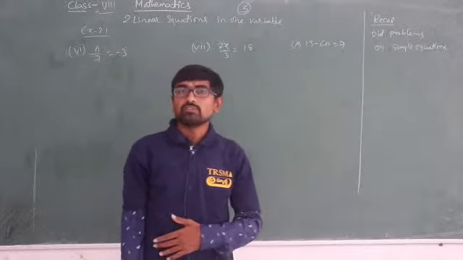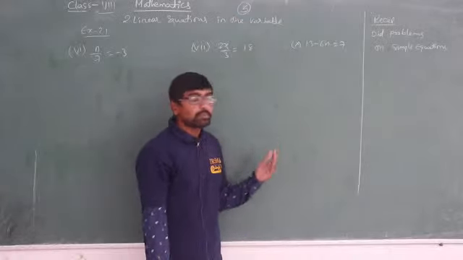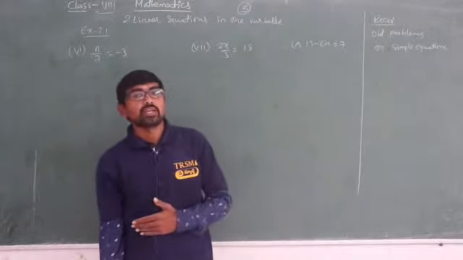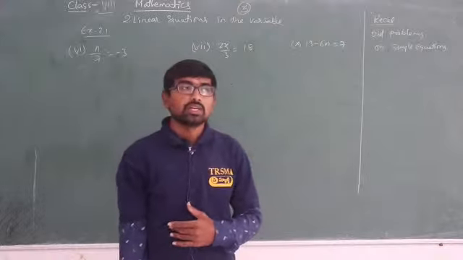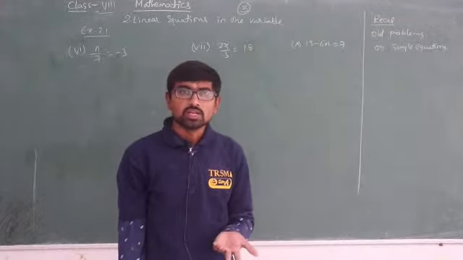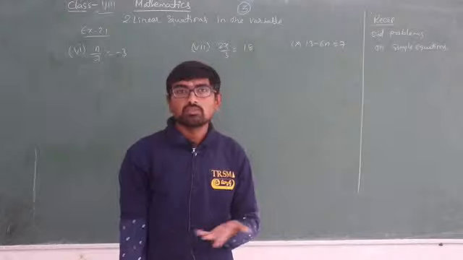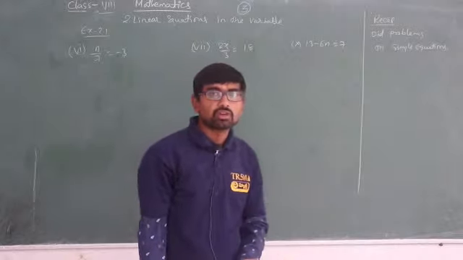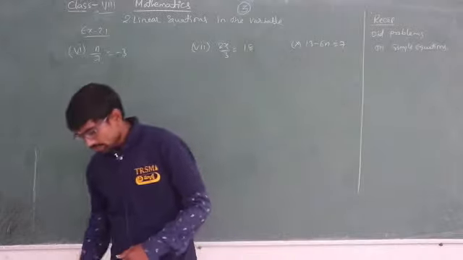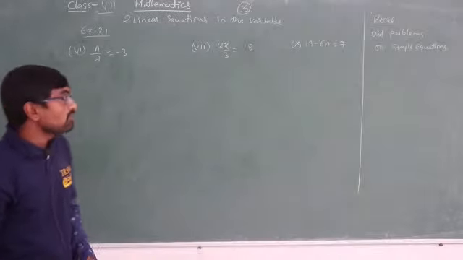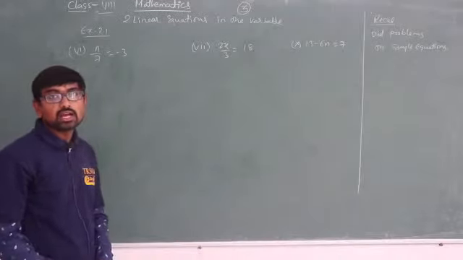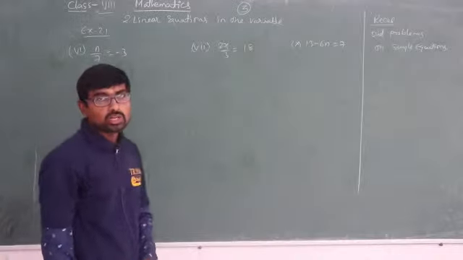Depending upon the degree and the variable, we name the equation. If the degree is 1, it is a linear equation. Depending upon the variables, we say linear equation in one variable, two variables, or three variables. Now we have also started the exercise, and I think we did 2 to 3 problems.